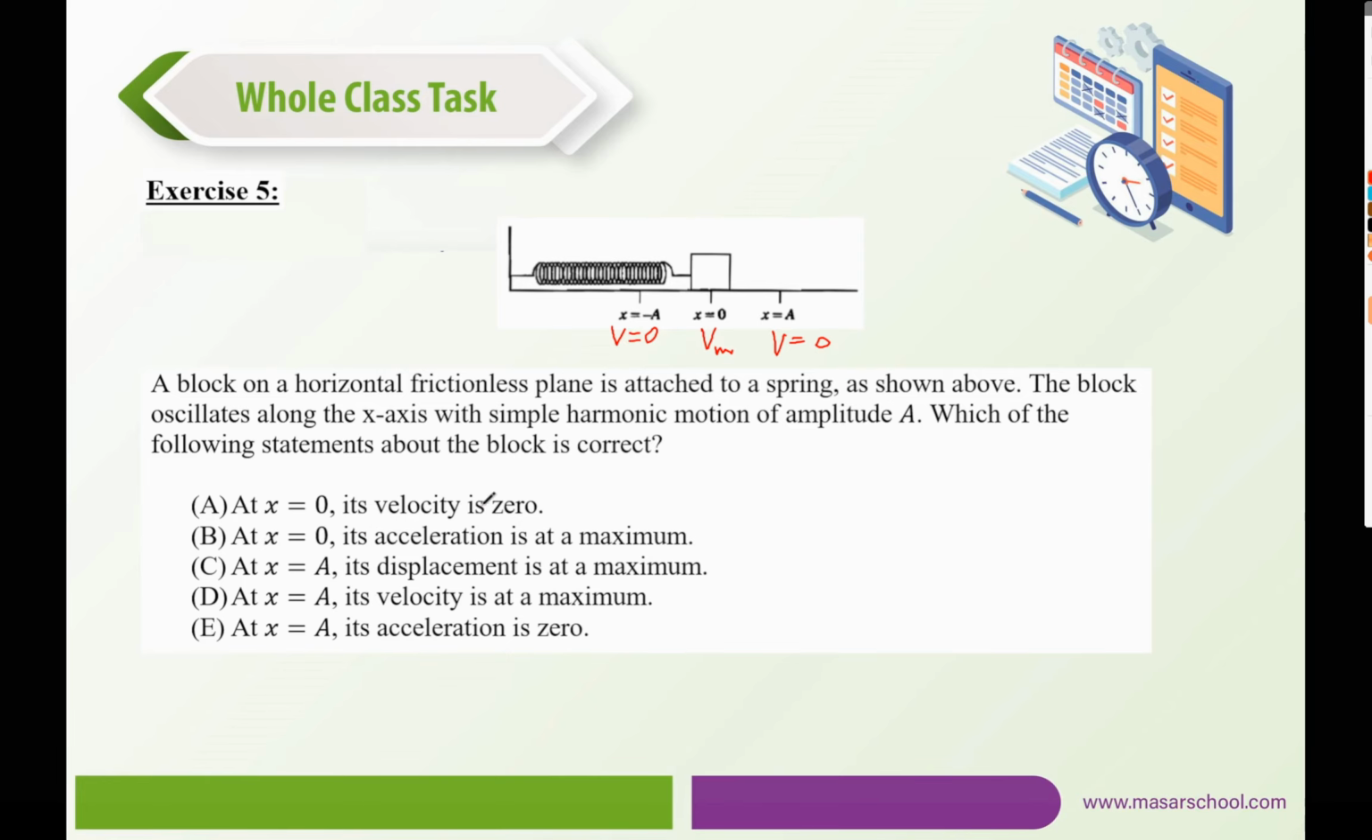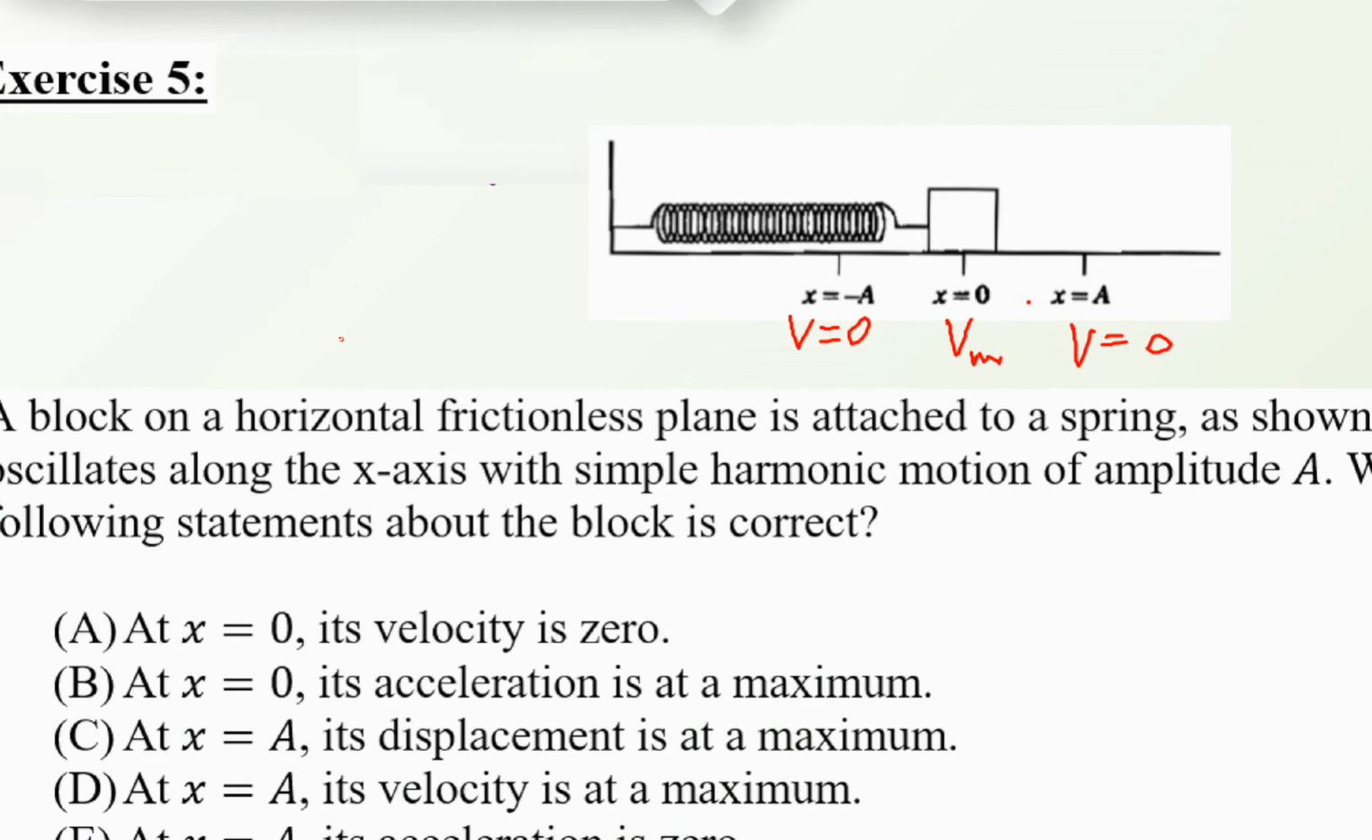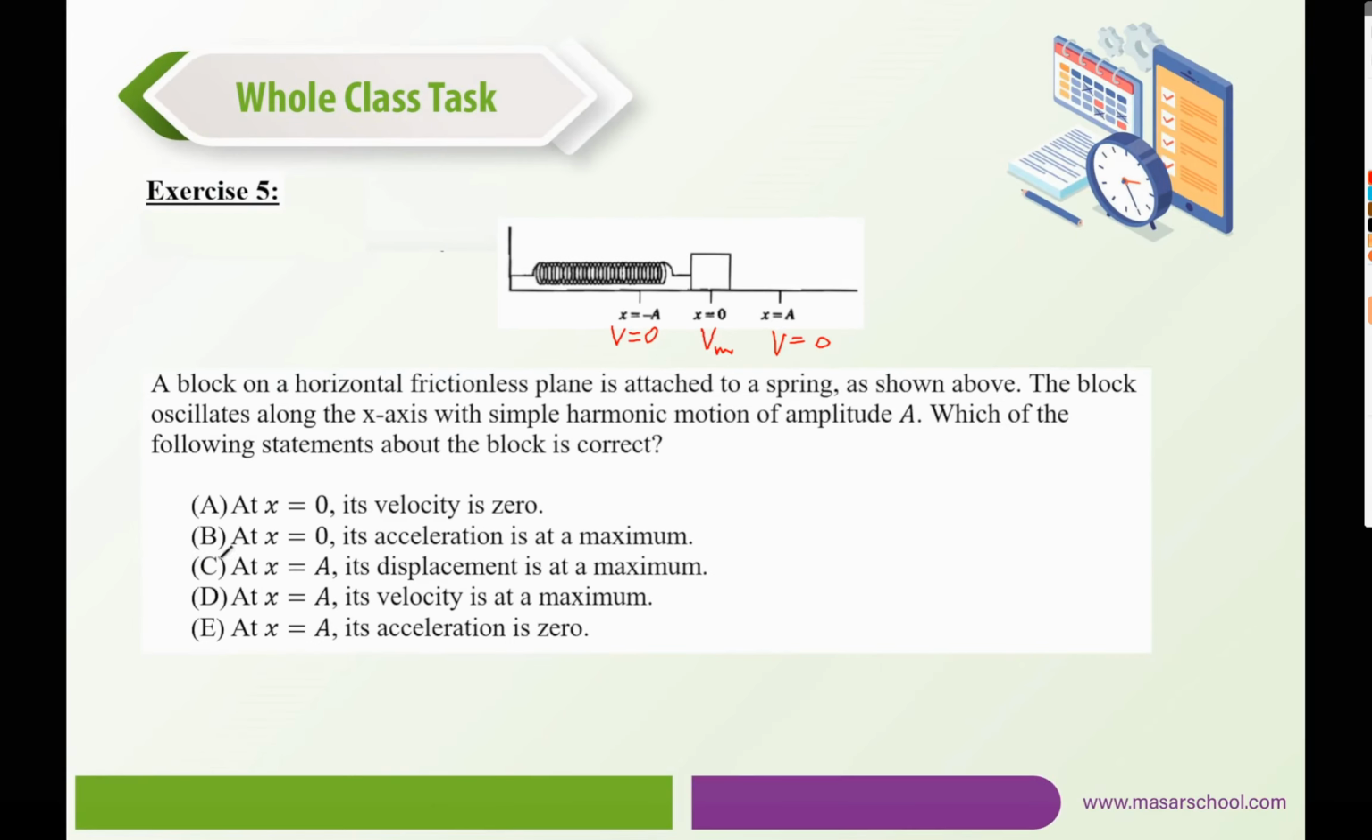At x equals 0, the velocity is 0. That's completely wrong, because whenever the position is 0, the velocity is maximum, so I can directly eliminate this. At x equals 0, its acceleration is maximum. This is completely wrong. Why? Because the acceleration is given by minus k over m times x. If the position is 0, the acceleration is 0, so we can directly eliminate that.